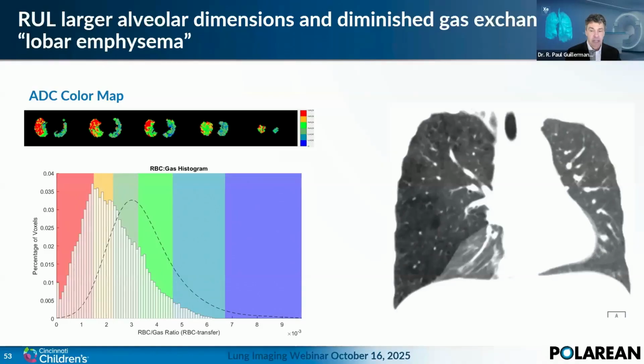And so this really fits a condition like congenital lobar emphysema, in which you have a very hyperinflated lobe of the lung, but the alveolar air spaces are very enlarged and you have a decreased capillary network within that. And Eric's going to be talking more about this particular case in his presentation to come. Next slide.